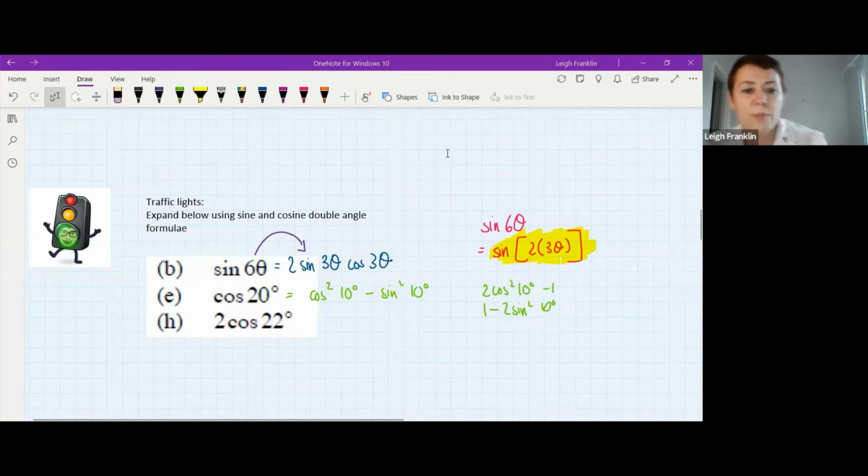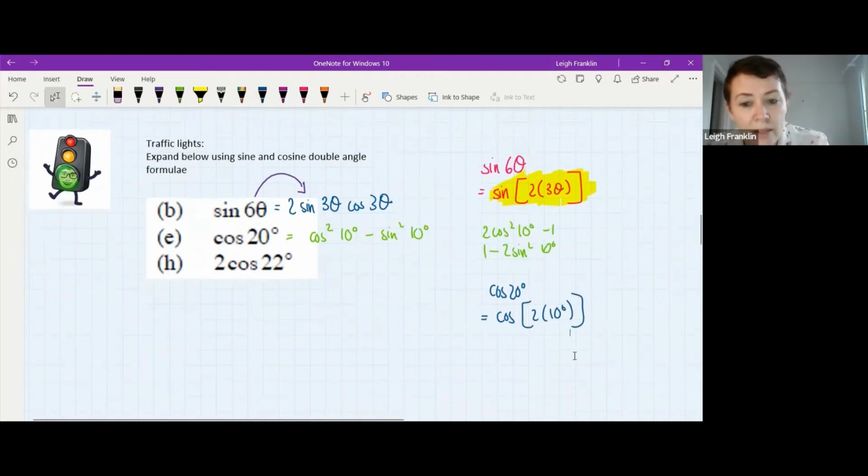So Miso says, please explain E. Yes. So Miso, this is where Natasha got her answer from. I think she probably did exactly what I've been saying, which is to write cos 20 as a double angle. So that's cos of 2 times 10.